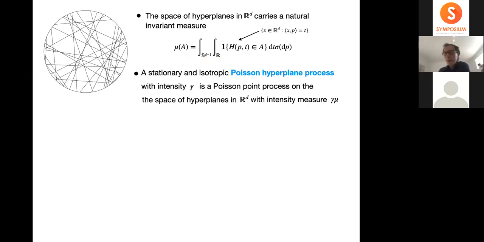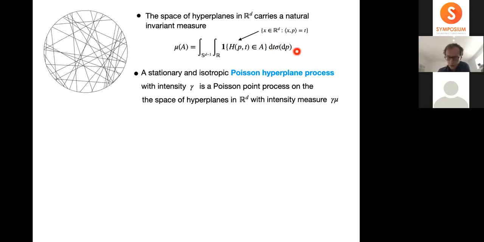Now the (d−1)-dimensional sphere, because it's the sphere in the tangent space. And t is the distance of the hyperplane to the origin. So this is a very natural measure, because you have here the spherical Lebesgue measure, or normalized spherical Lebesgue measure. It's up to you what you do. It only affects constants at the end, which are not of interest for us.